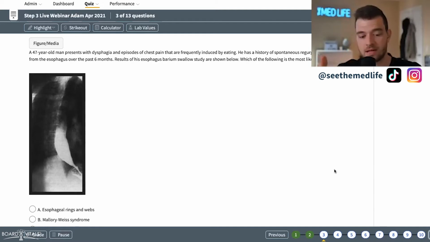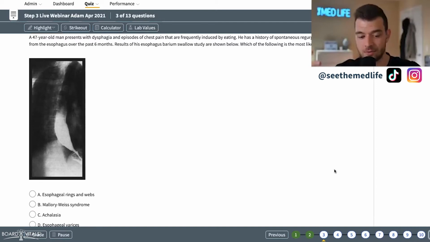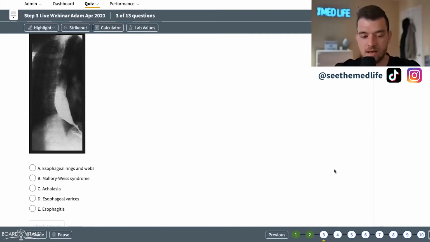We have a barium study here, and this is what's considered pathognomonic. That's why I included it again. This is one of the great images. BoardVitals has a ton of really good images in their banks, and this is an image that needs to be burned into your memory. So we'll scroll down just a little bit more so we can see all the answer choices. We can see the image there, right? So this is a chest x-ray that's been cropped, but we can see contrast in the esophagus, right?